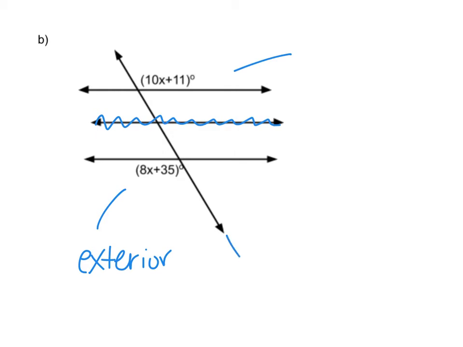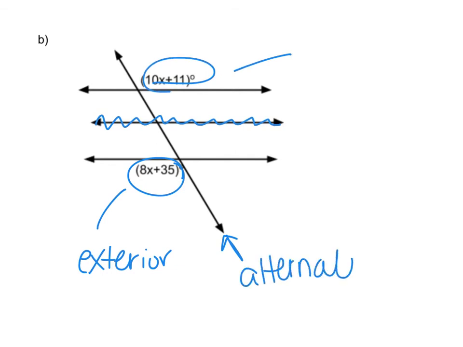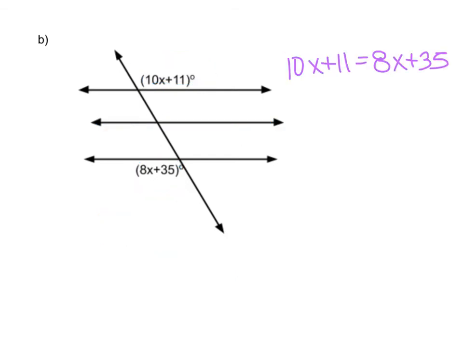And based off of the relationship with this transversal, this angle is on the left of the transversal, this angle is on the right of the transversal. They are on alternate sides. So they are alternate exterior angles, which are congruent, which means I can set their values equal to each other. When I set their values equal to each other, I will be able to solve for x, and then just like the last problem, plug that x value into these expressions to figure out the actual measure of the angles.